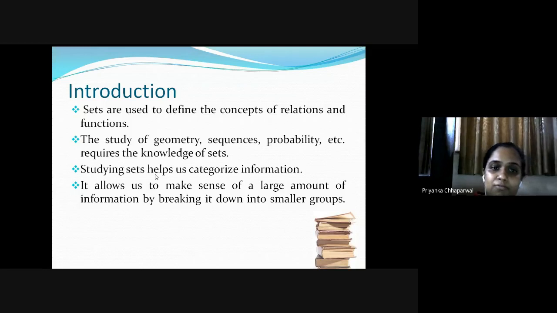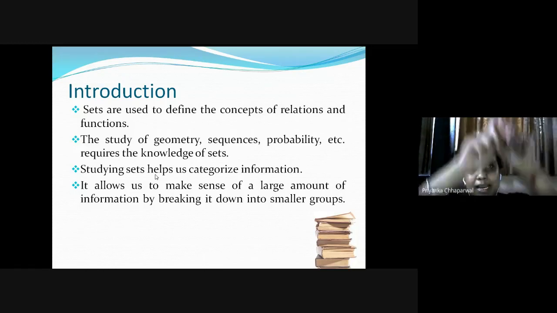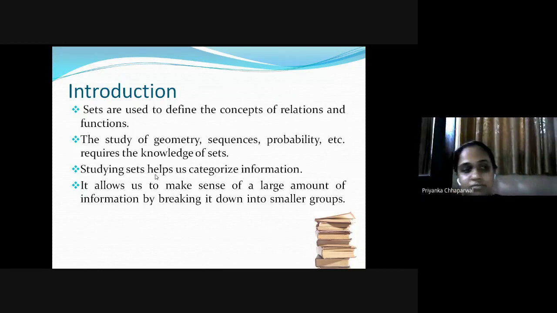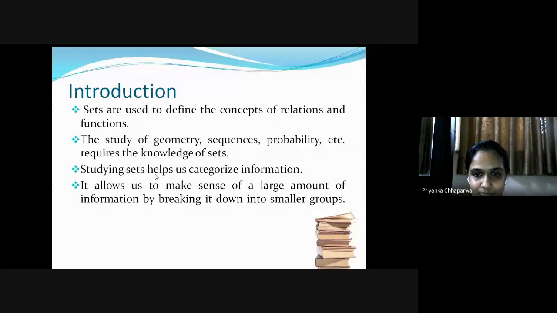For example, suppose you are going to a mobile shop. You can see that there are different cupboards. One group is for Samsung mobiles, the second group is for OnePlus mobiles. So it is an example of set theory. Is it clear? Yes, ma'am. Okay.